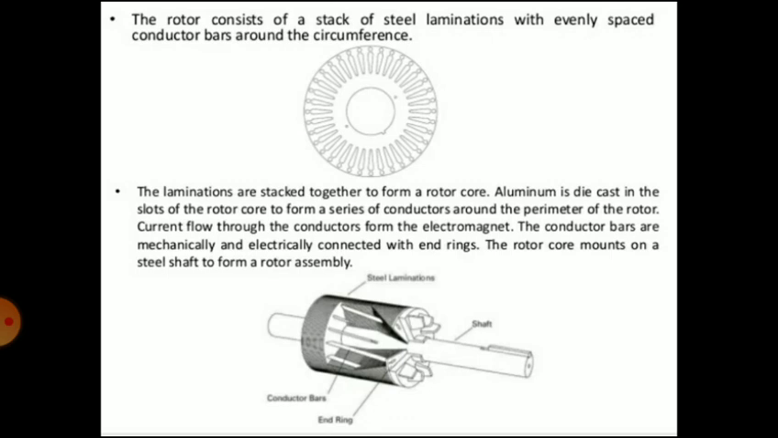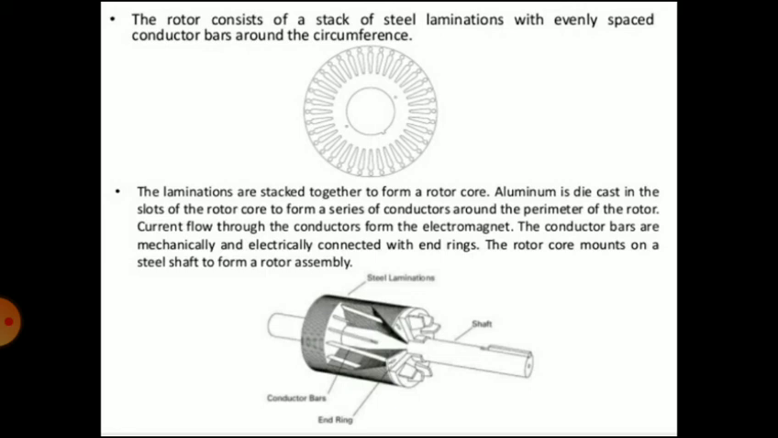So you can see the rotor. The rotor consists of a stack of steel laminations with evenly spaced conductor bars around the circumference. The bars are permanently shorted at both the ends with the help of conducting rings called end rings. The entire structure looks like a cage, hence called squirrel cage rotor.